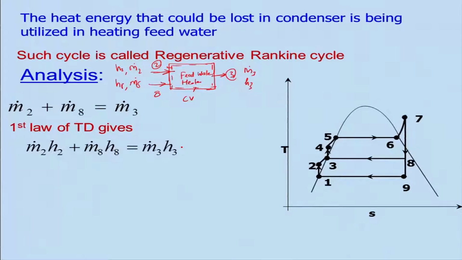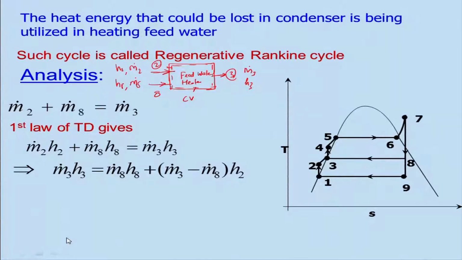Now we can try to eliminate certain things, so that we can find a relationship for how much we are extracting. For example, in place of m dot 2, from the mass balance I can put m dot 2 equal to m dot 3 minus m dot 8 into the energy balance. Then I will get m dot 3 h3 is equal to m dot 8 h8 plus the difference, m dot 3 minus m dot 8, multiplied by h2.